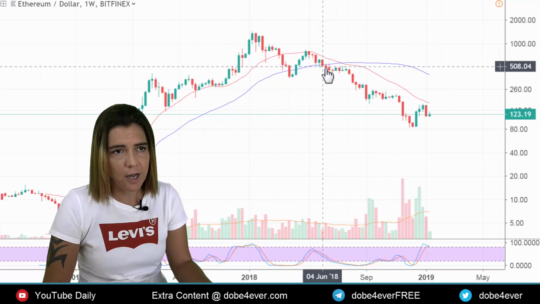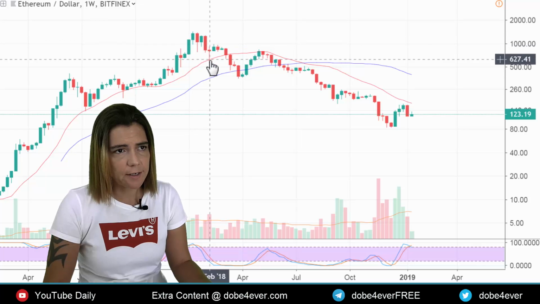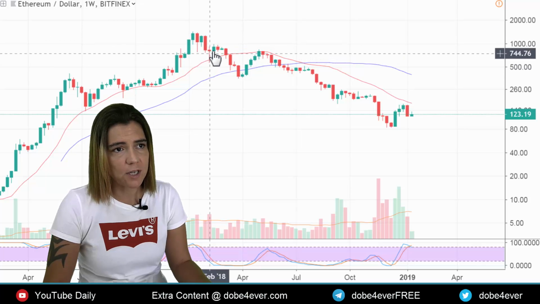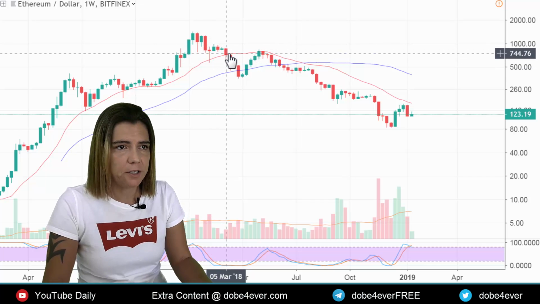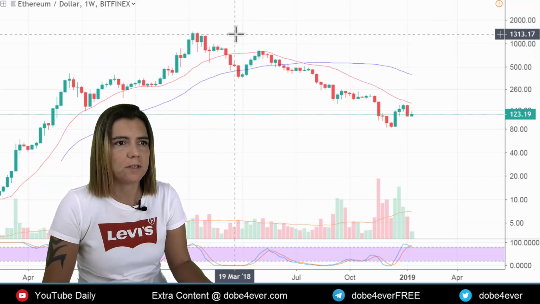When we actually had this second crash here at the top, we bounced hard on the 20-week moving average as well, but it didn't hold and it broke, because obviously this was the top of the market.